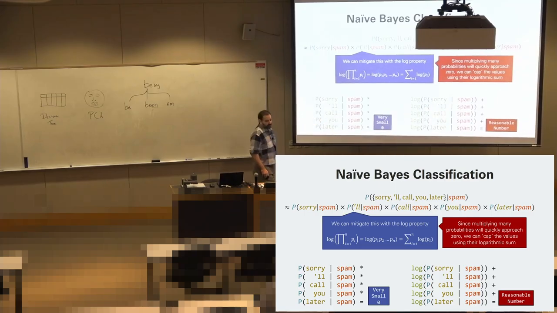That's what we're essentially doing: that log property is letting us cap. Again, think diminishing returns. It will level off at the end of the day.